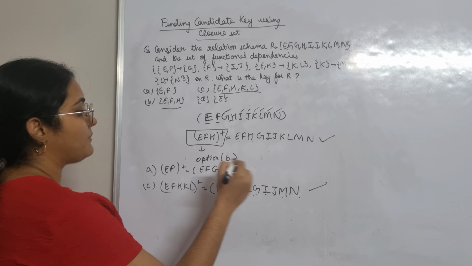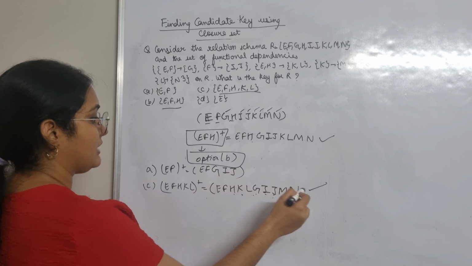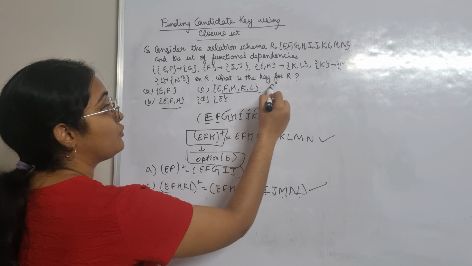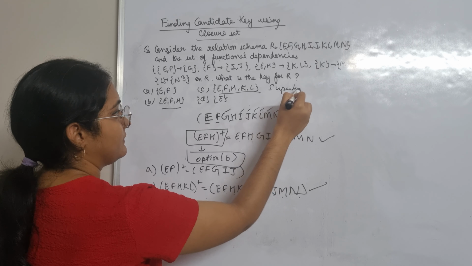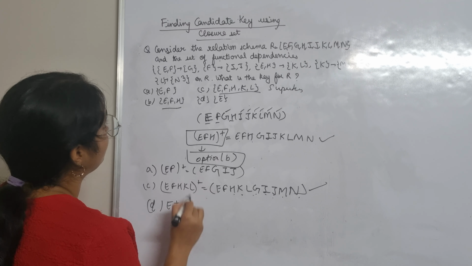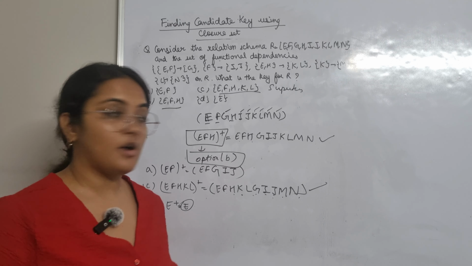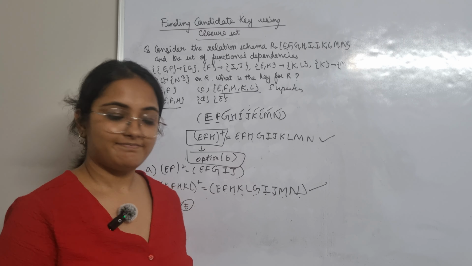So if you see option B and option C, both are determining the set of all attributes, but this is a super key and not a key. Okay, and if you determine E plus, it will not give much, only E. So this is how we figure out the answer.